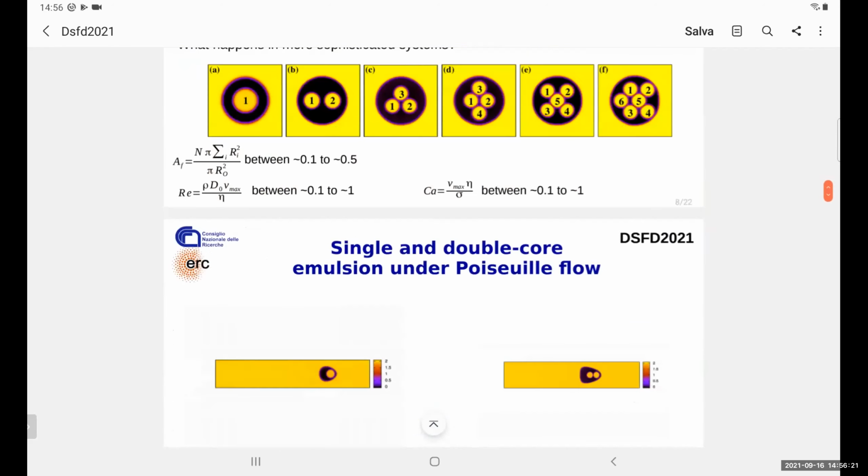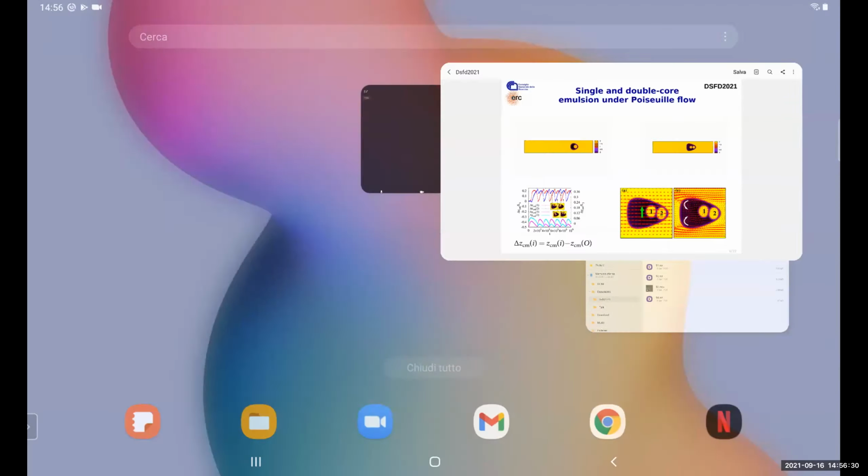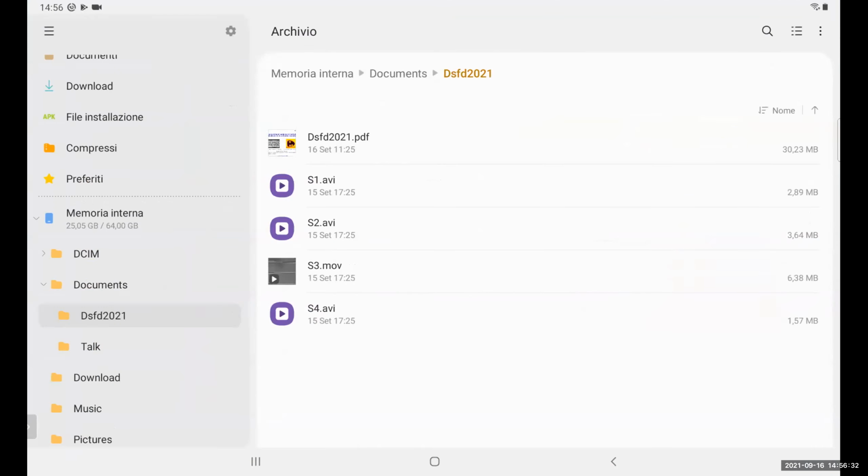So let's see what happens when we consider a single-core and a double-core emulsion under Poiseuille flow. I'm switching for one second from here just to show the movie.